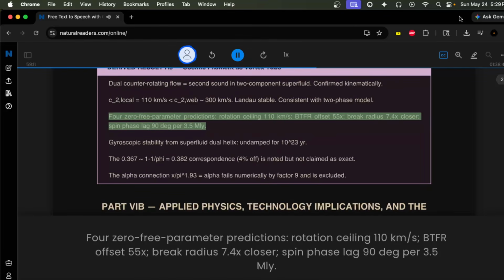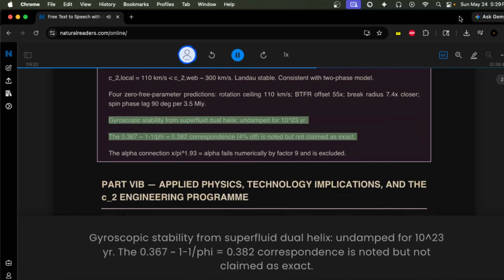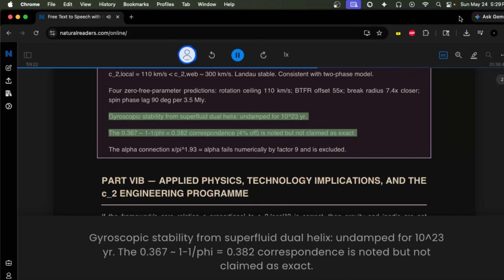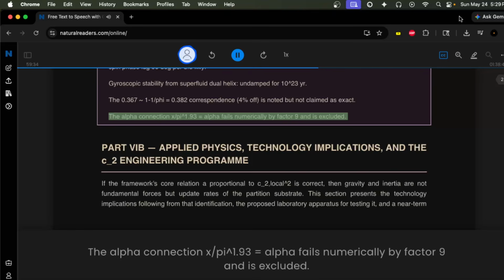4.0 Free parameter predictions: rotation ceiling 110 km per second, BTFR offset 55x, break radius 7.4x closer, spin phase lag 90 deg per 3.5 ml. Gyroscopic stability from superfluid dual helix, undamped for 10 to the power of 23 years. The 0.367 to 1-1/phi equals 0.382 correspondence is noted but not claimed as exact. The alpha connection, X, pi^1.93 equals alpha, fails numerically by a factor of 9 and is excluded.